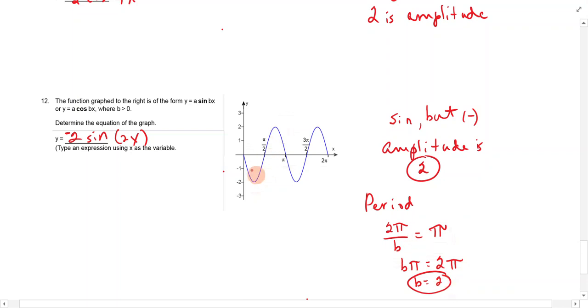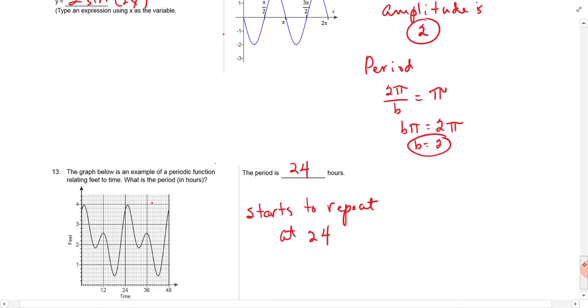The amplitude is 2. We can see that in the graph. Because it goes down instead of up, we're going to have a negative. So negative 2 sine 2x. That's how we get that graph.